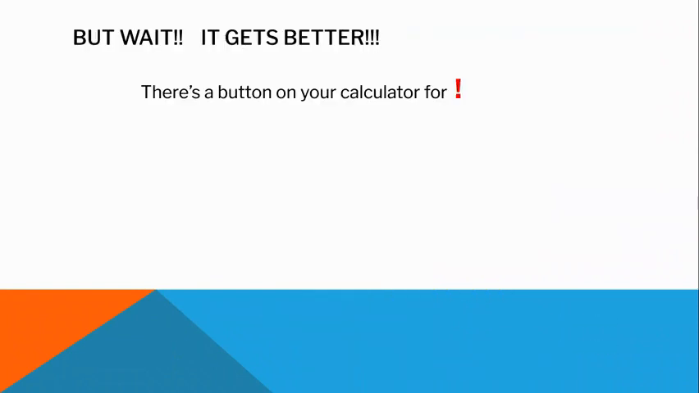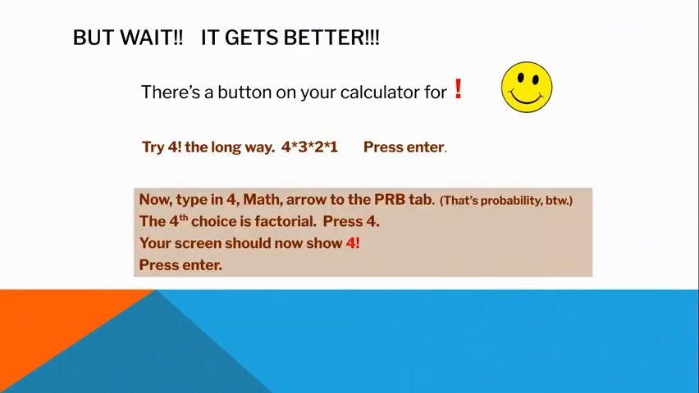There's a button for this on your calculator. So if you go to math, type in the 4 first, type math, arrow over to the PRB tab, which represents probability. The 4th choice down is factorial. So you can arrow to 4 or you can just hit 4 and your screen would show 4 exclamation point, 4 factorial, and you get the answer.